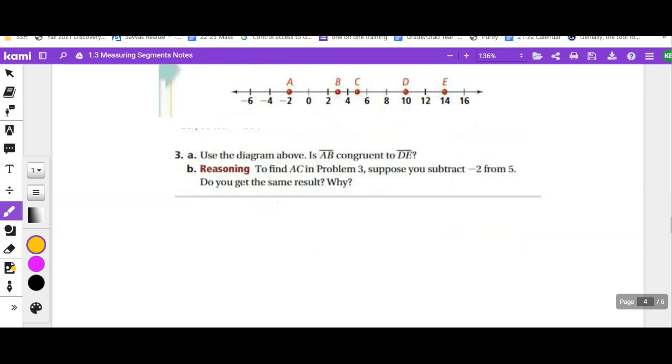Let's try this one. So we want to know if segment AB is congruent to segment DE. So let's find AB. So AB is equal to the absolute value of -2 minus 3. So the absolute value of -5. So AB is equal to 5.